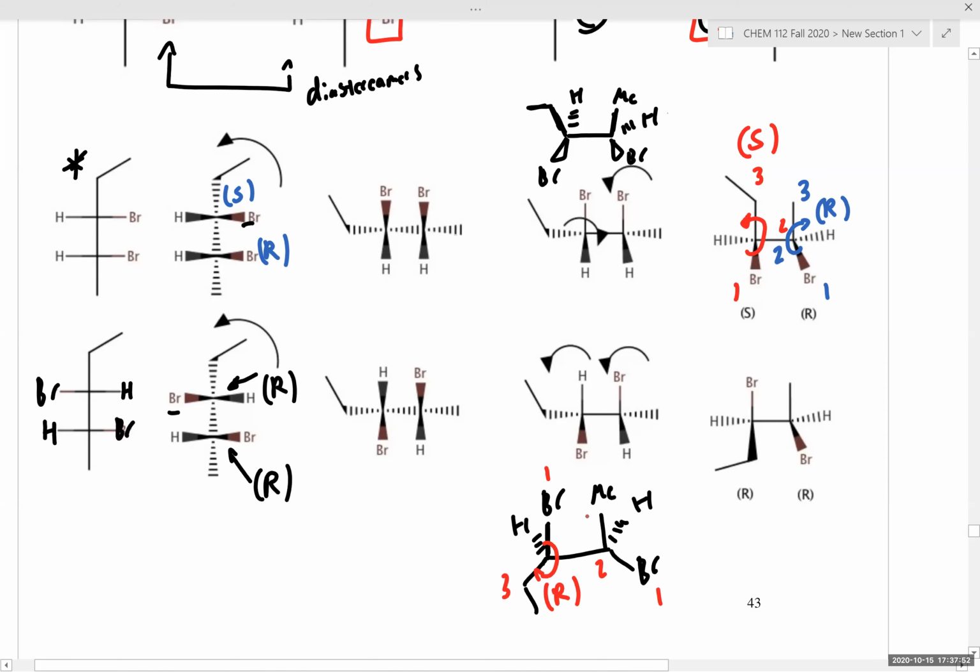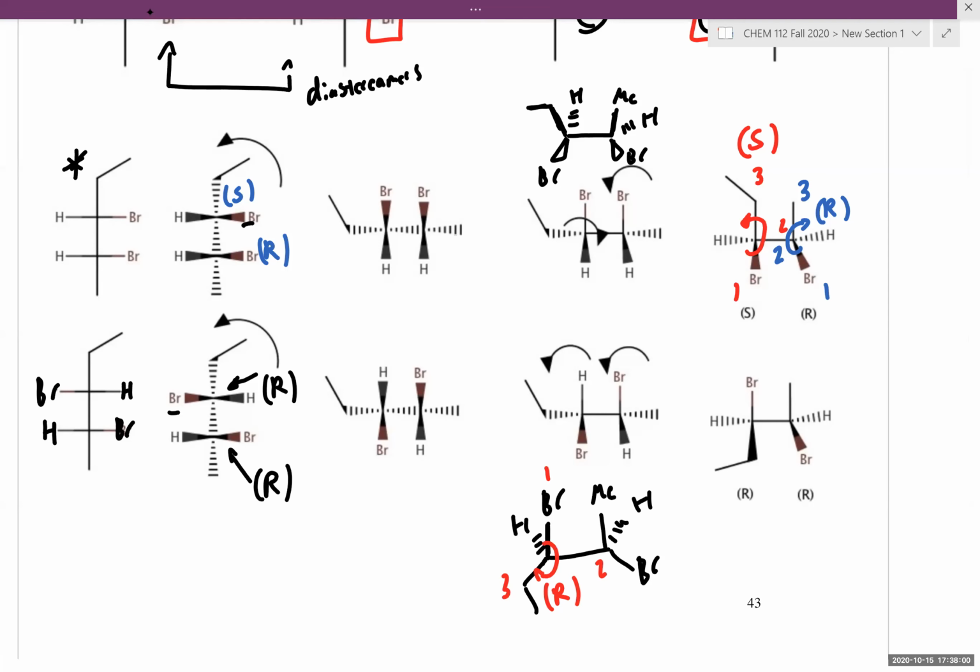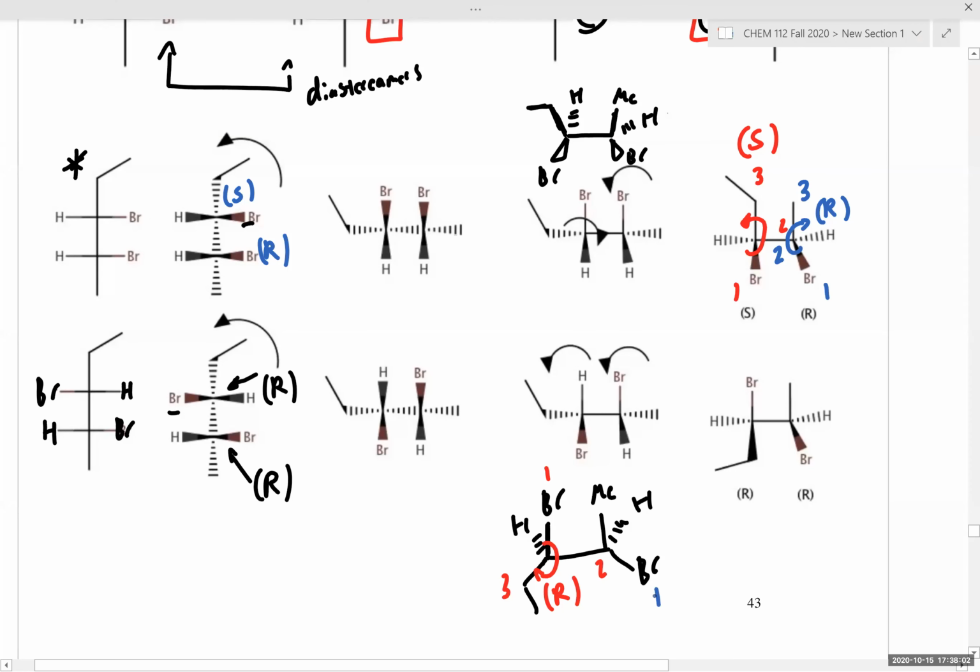This second center, just to be sure, assigning our priority. Let me do that in a different color to make it easier for you to see. So for our second center, which theoretically shouldn't be changed, it is also R.